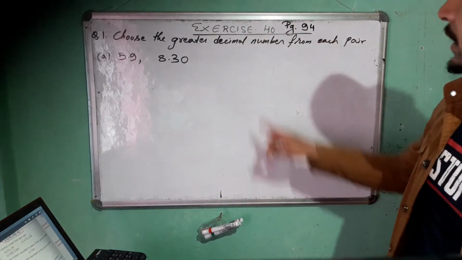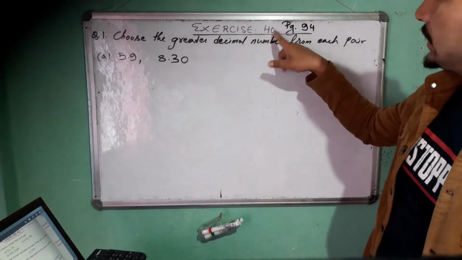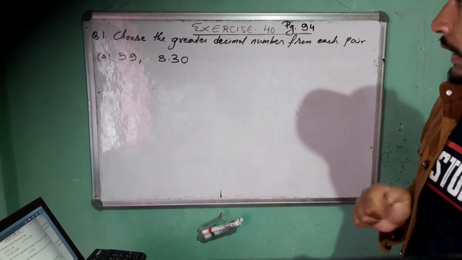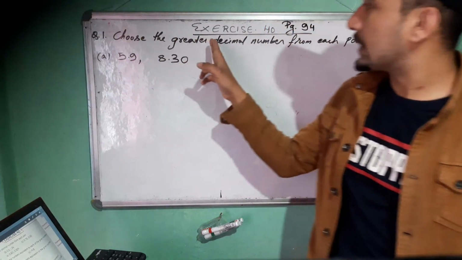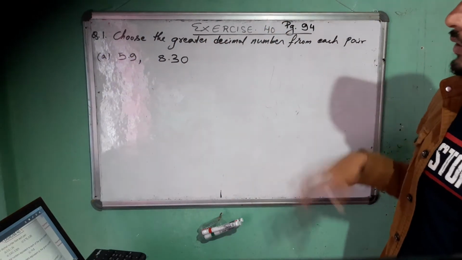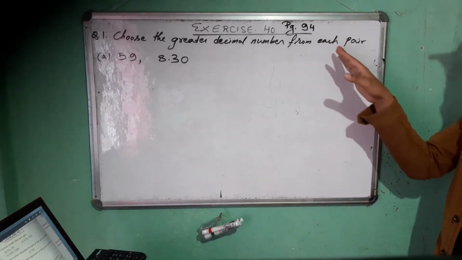In today's class, we will solve exercise 40, which is on page number 94. Okay. So first question is, question number 1, choose the greater decimal number from each of the following pairs. From each pair. Okay.